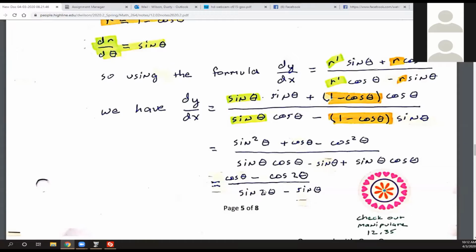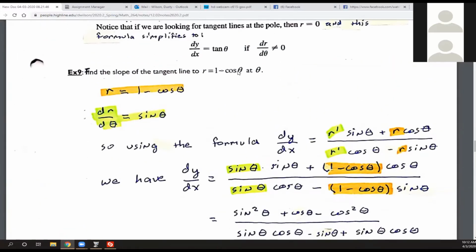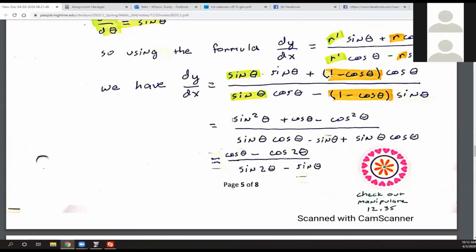And so you would take the theta, maybe pi over 2, and put it into the original function, and it would tell you where the point is. And then if you took that same theta of pi over 2 and put it into here, it would give you the slope at that particular point.